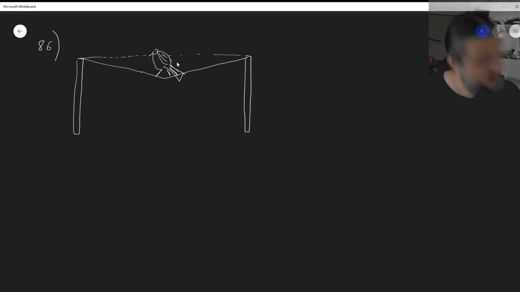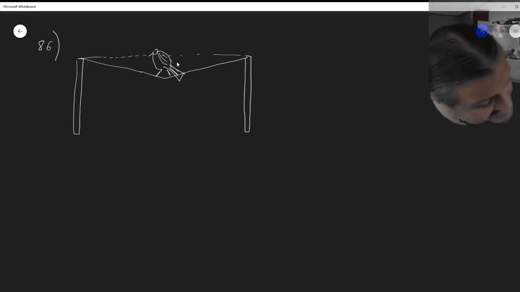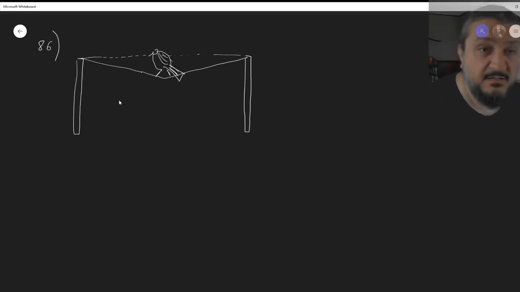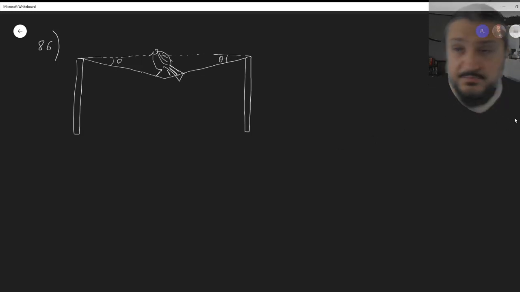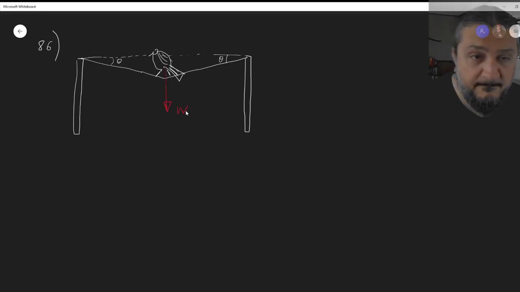That's the bird. Each end of the rope makes an angle of theta below the horizontal where it connects to the pole. If the weight of the crow is W, what is the tension in the rope? Ignore the weight of the rope. The tension is equal on both sides. It's equal to T.